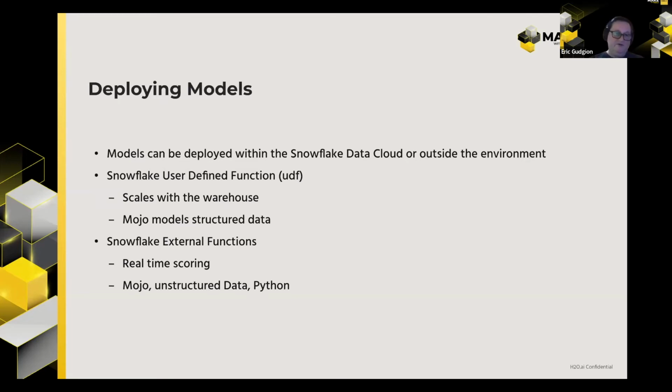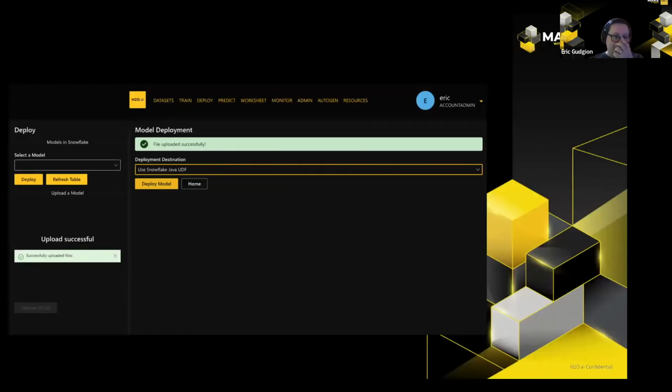And so if the UDF is available and I've got a MOJO that's going to score some structured data, and a MOJO is a model object, optimized, a Java artifact that we produce, then putting the model directly into the UDF basically moves the model to where the data lives. So there's no data movement, and it will scale the same way that the warehouse scales. So this is a super powerful way to get the model into that environment as well. We'll look at both of these as we go through the example. So here what I've done is I've uploaded a model.